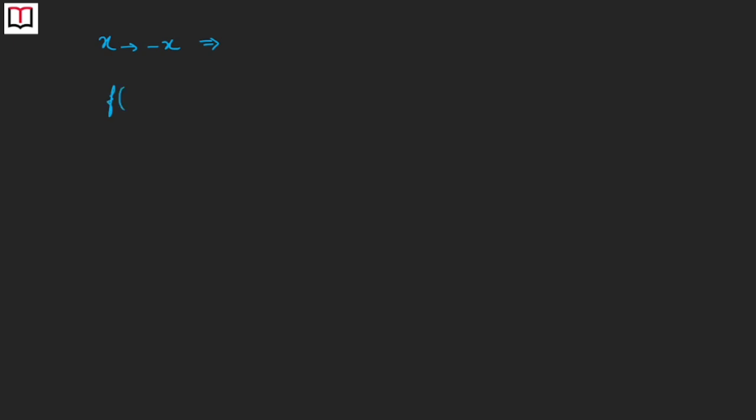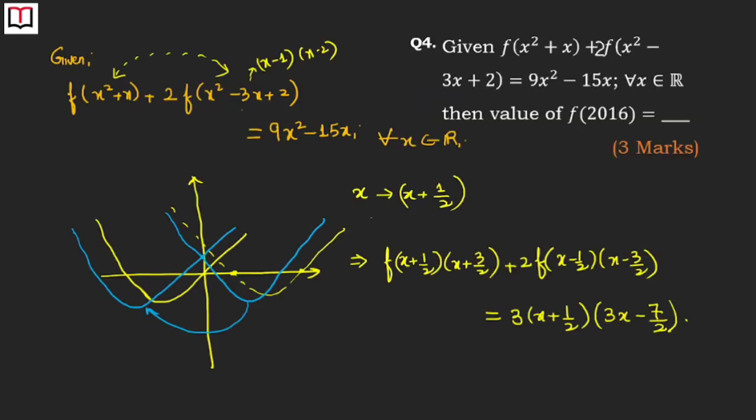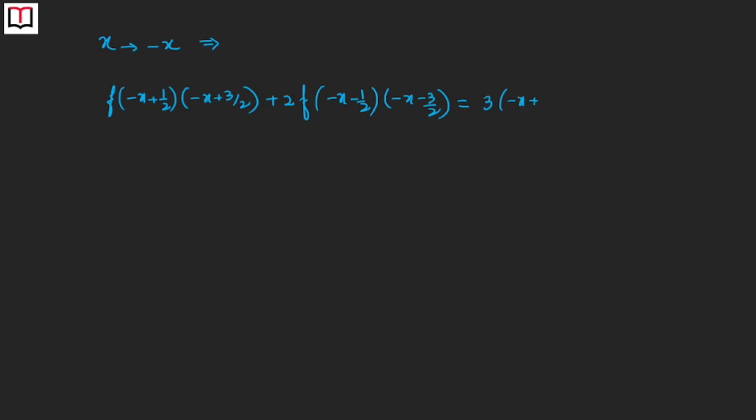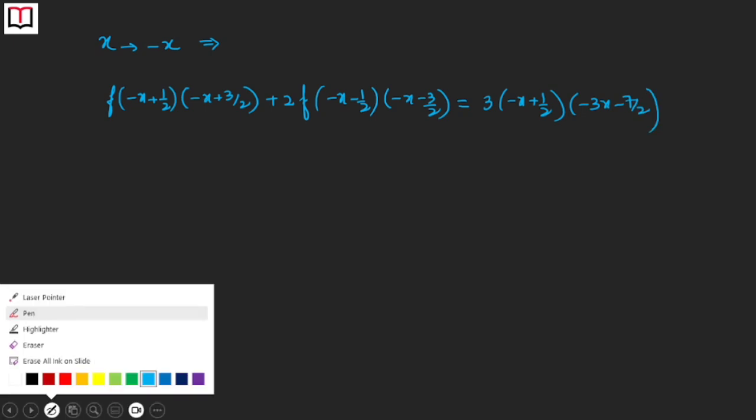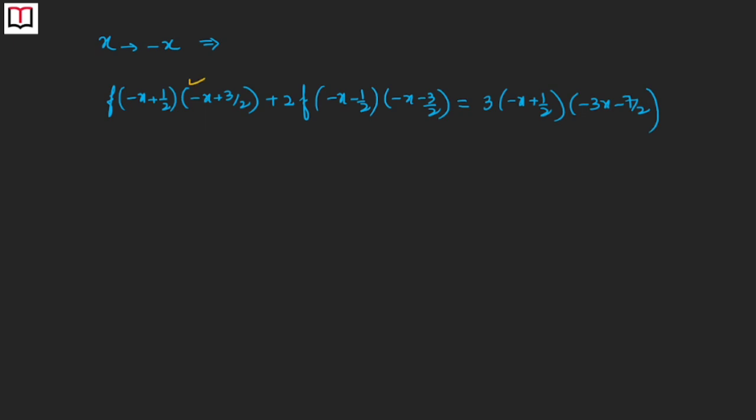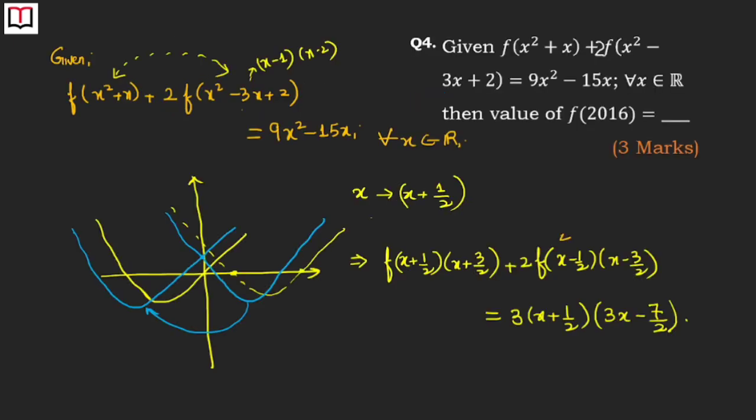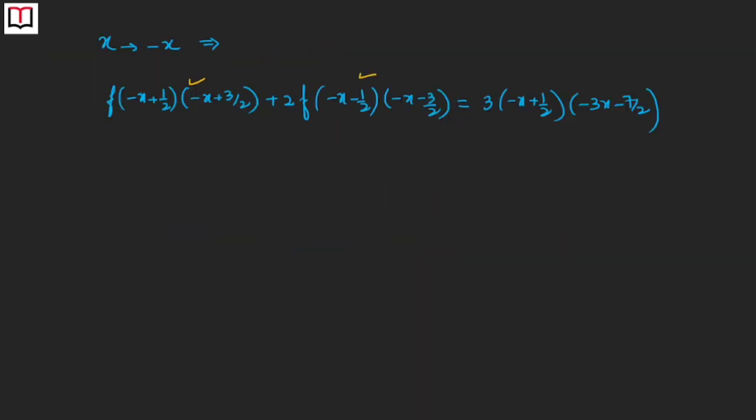f of minus x plus half into minus x plus 3 by 2, 2 times f of minus x minus half into minus x minus 3 by 2, is equal to 3 times minus x plus half and minus 3x minus 7 by 2. Okay, now see, this one is actually the second term here, and this one is actually the first term here. So what will I do?